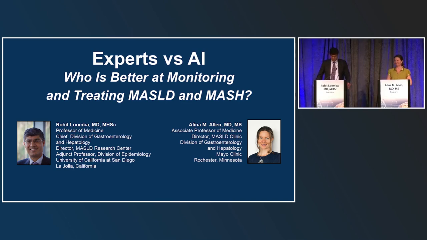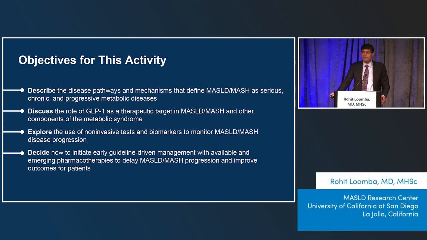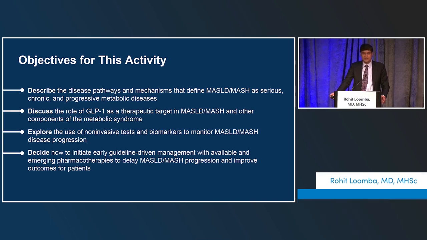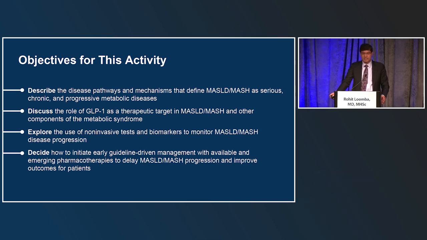Minnesota. These are the objectives for this activity: describe the disease pathway and mechanisms that define MASLD, MASH as serious, chronic, and progressive metabolic disease, discuss the role of GLP-1 as a therapeutic target in MASLD, MASH, and other components of metabolic syndrome, explore the use of non-invasive tests and biomarkers to monitor MASLD and MASH disease progression, and decide how to initiate early guideline-driven management with available and emerging pharmacotherapies to delay MASLD, MASH progression, and improve outcomes in our patients.